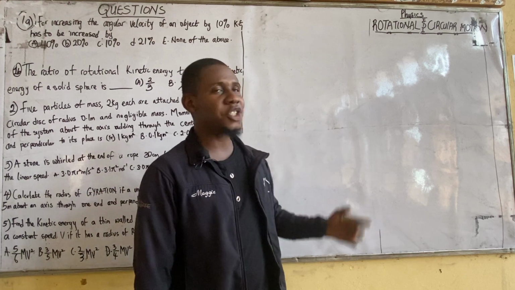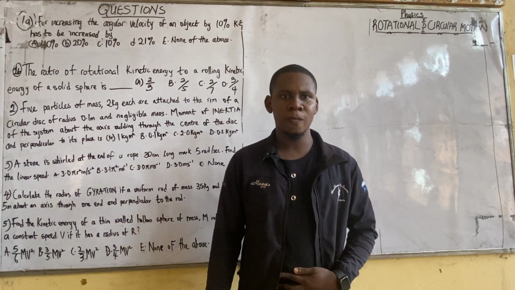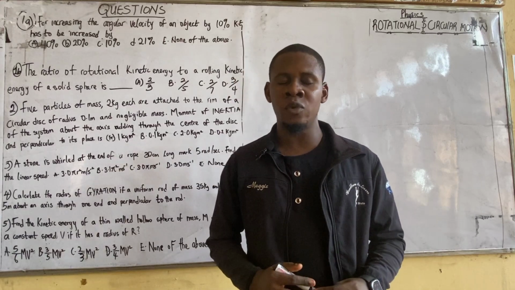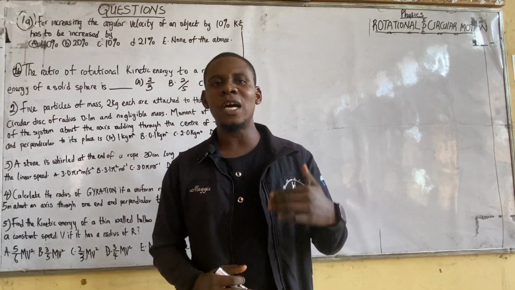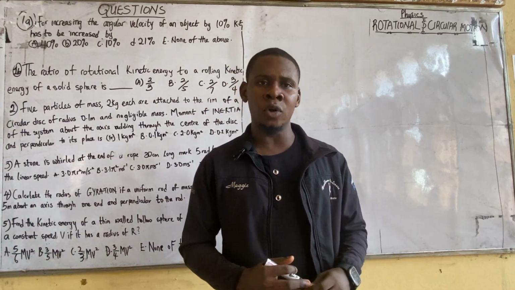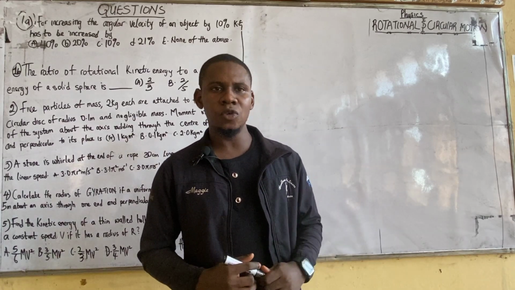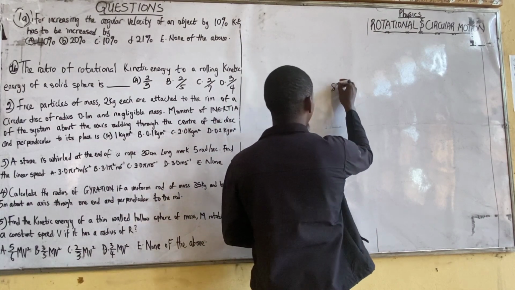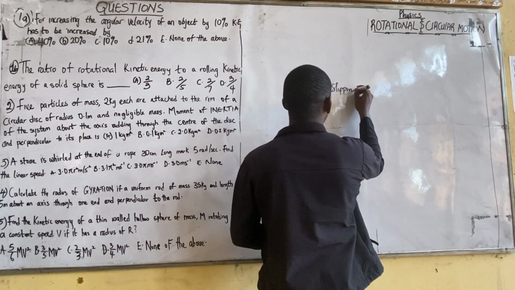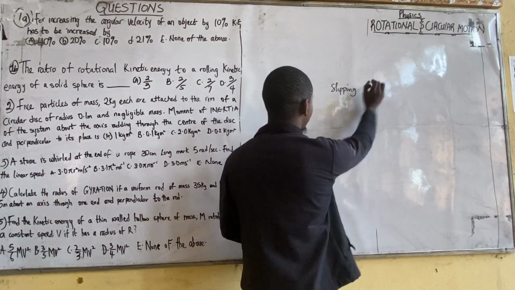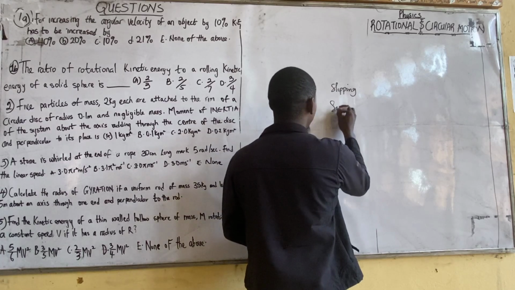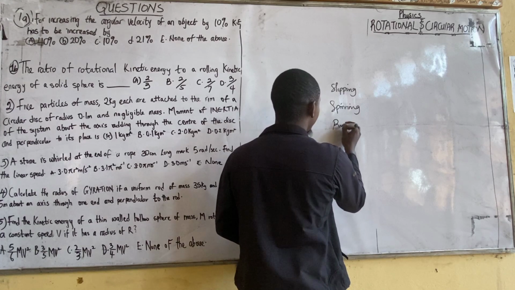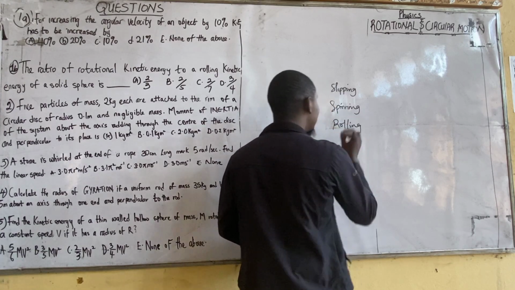I'll be taking rotational and circular motion. Now, one thing I want you to understand is that whenever we are talking about rotational motion, it is important that we also have a reflex on translational motion. For instance, we have sleeping as an act, we have spinning as an act, and we have rolling as an act.